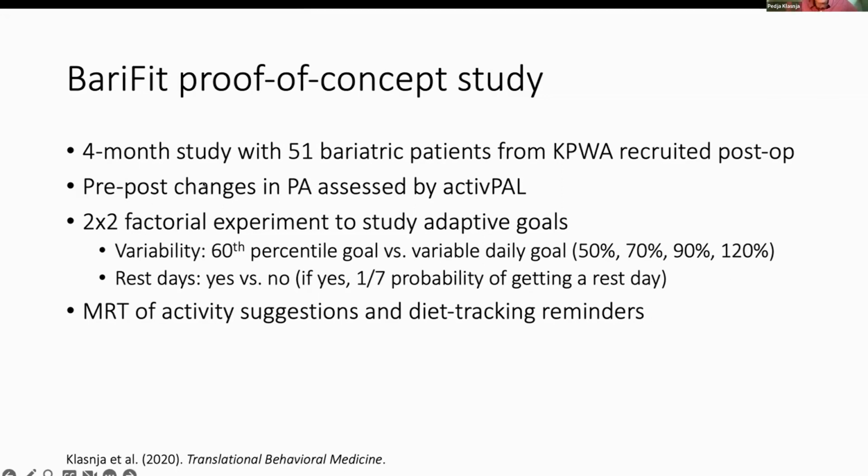In particular for this factorial experiment, we varied whether people got a 60th percentile goal or a variable goal, right? That changed from day to day between 50th, 70th, 90th, and 120th percentile goal. And then as the other factor, whether people got rest days. Participants who were randomized not to get rest days would get a step goal every day, while those who got rest days would every once in a while, with 1/7 probability, not receive a goal for that day, so they didn't have to worry about trying to reach a goal.